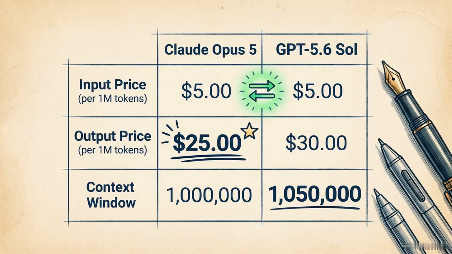Notice the input cost; it is identical. Both charge $5 per million tokens to read your data. But look at the output. OpenAI charges $30 per million tokens to generate code, while Opus 5 charges $25. Context windows are similarly matched. Opus 5 offers 1 million tokens, while Sol edges it out at 1.05 million.